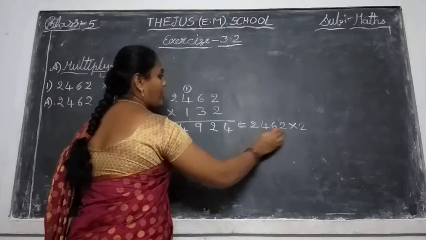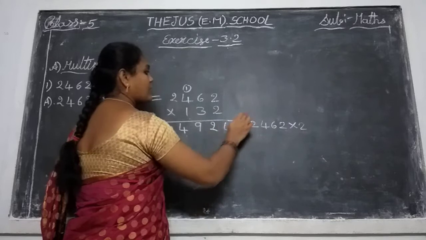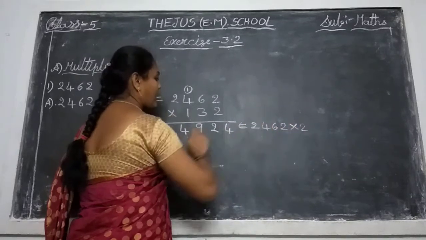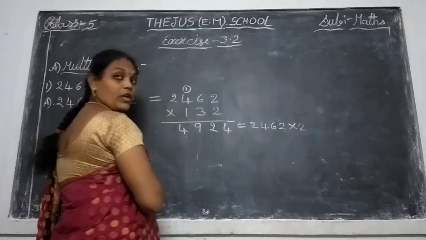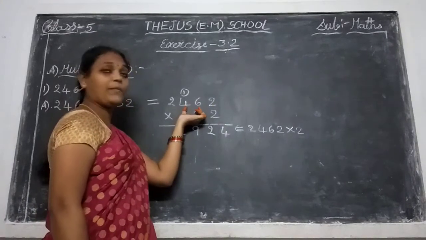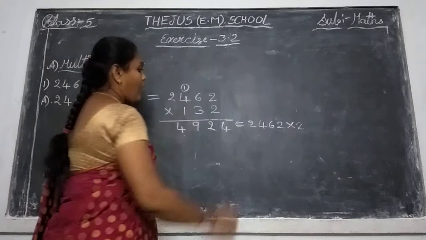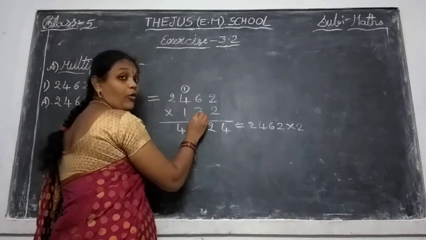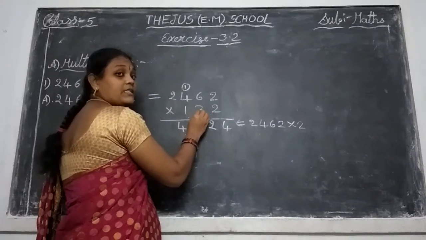2 2's are 4. 2 6's are 12, 2 plus 1. 2 4's are 8 plus 1, 9. 2 2's are 4. Okay? Now with the 1's place, the multiplication of the given number is completed. Now the 10's place will be started.